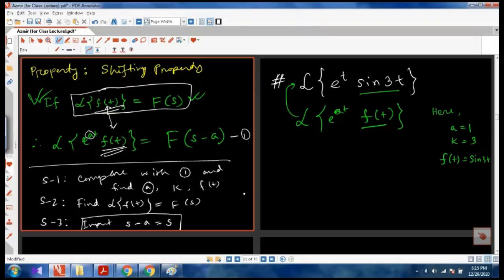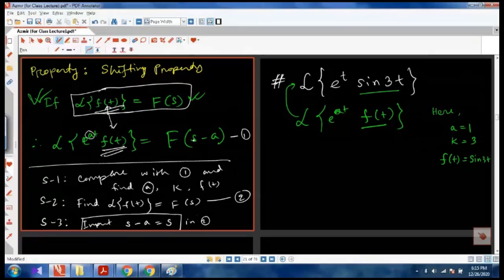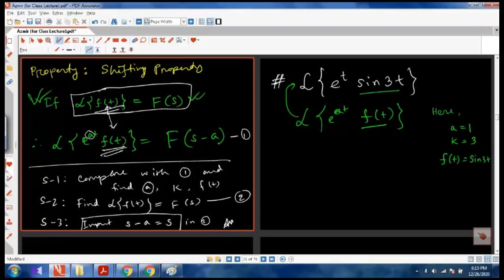Let's say this is equation 2. In equation 2, that will be the result. That will be the final answer of this problem. The Laplace transformation of e power at f of t is actually, instead of s, we are writing s minus a: F of s minus a. So have you understood the algorithm?